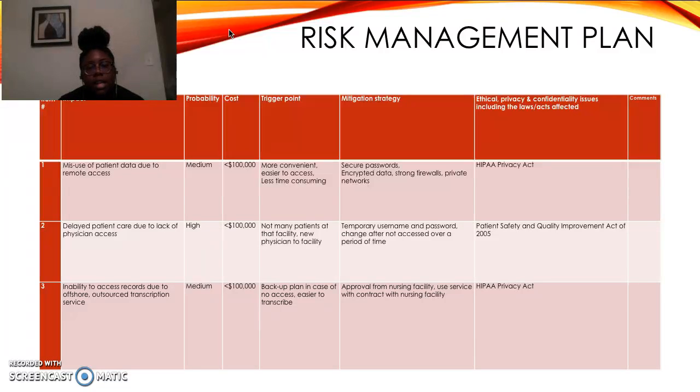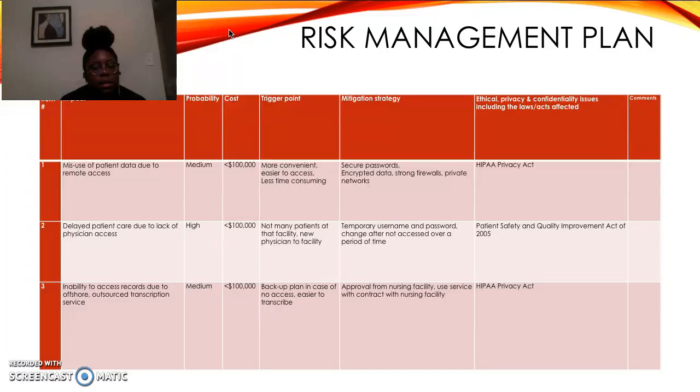So how they could remedy that risk would be giving him a temporary username and password, and having him change it. Like, let's say he sees a patient 1 week and then doesn't have to see that patient for another month. Next time he comes in that month, he will have to change the username and password just for security purposes. But it's important that he has a username and password temporarily. And this would go against the Patient Safety and Quality Improvement Act, simply because the patient is not getting the quality of care he or she deserves if Dr. X can't access his records.